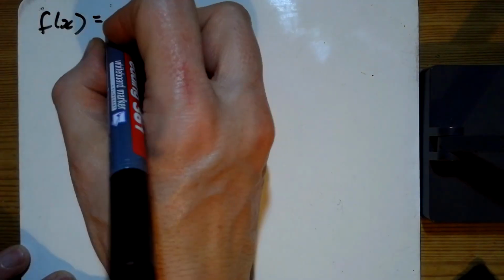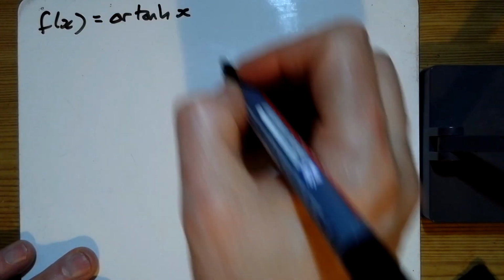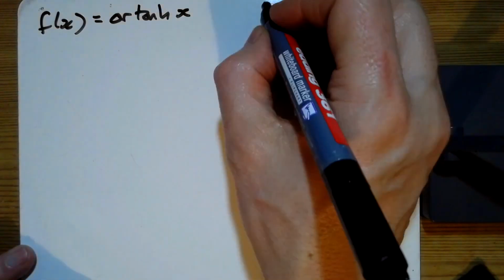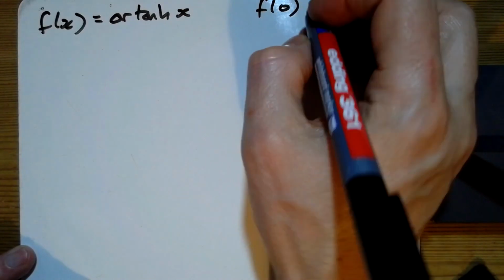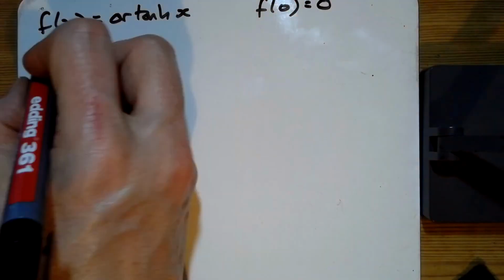Right, now question 15 is winding me up. I've already gone wrong twice in this, and I'm getting rather fed up with it. So we're trying to do the arc tangent, and f of 0 is equal to 0.